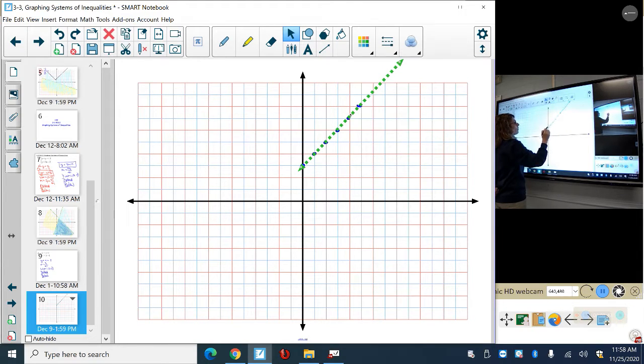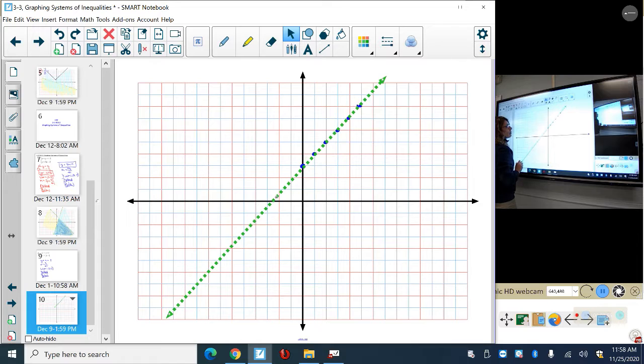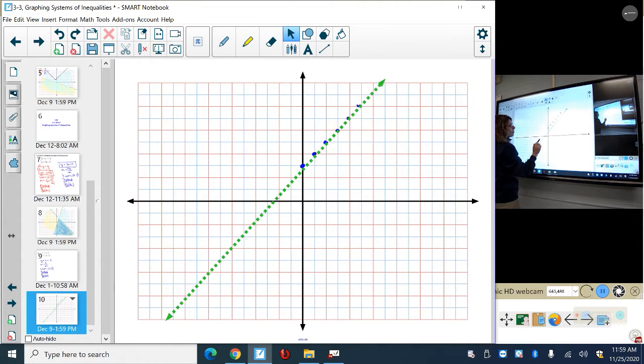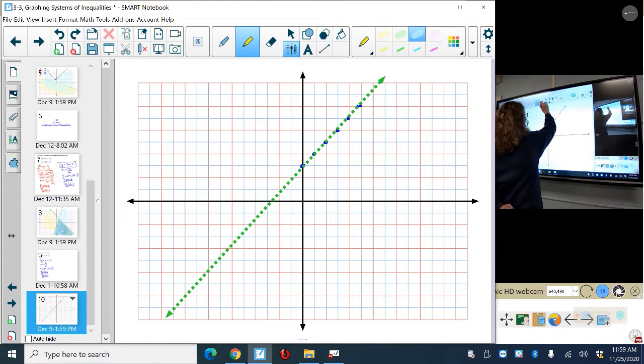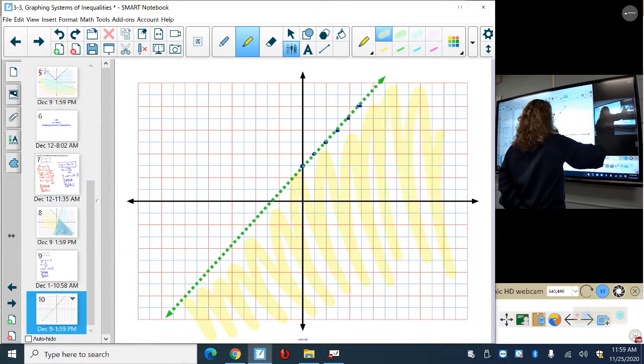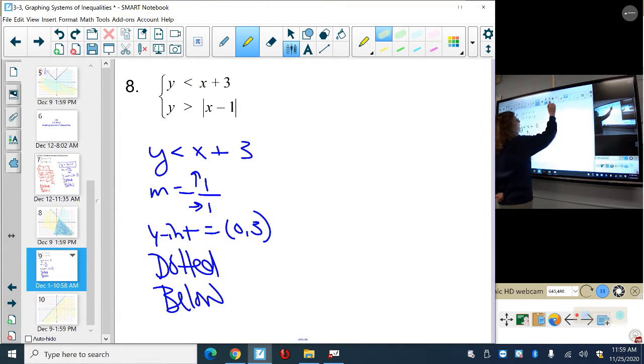Puts me there. I'm going to go ahead and extend that. Try to at least. Okay, and I'm shading below that. I have no idea why that just moved, but it did. So I'm going to shade below that. That's going to put me here. Okay, so now I'm going to come back over here and do the next one.